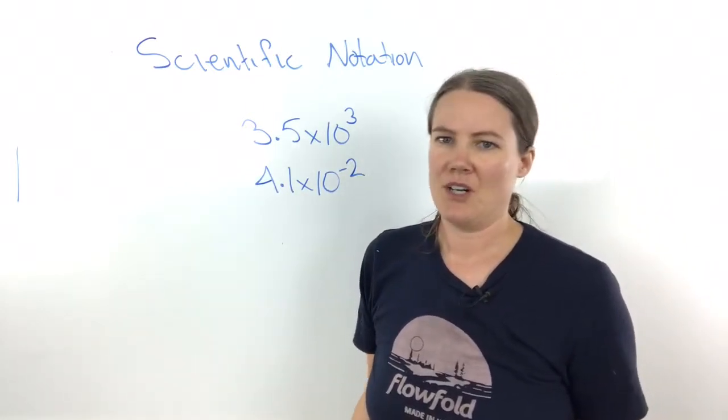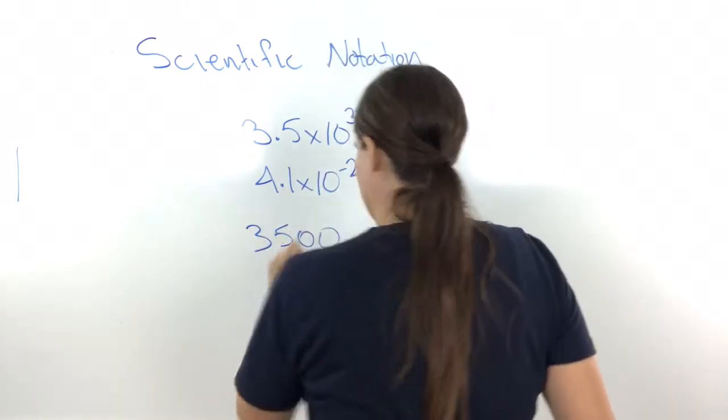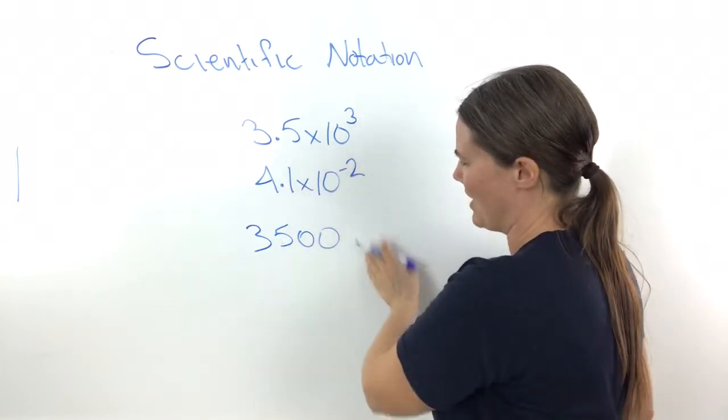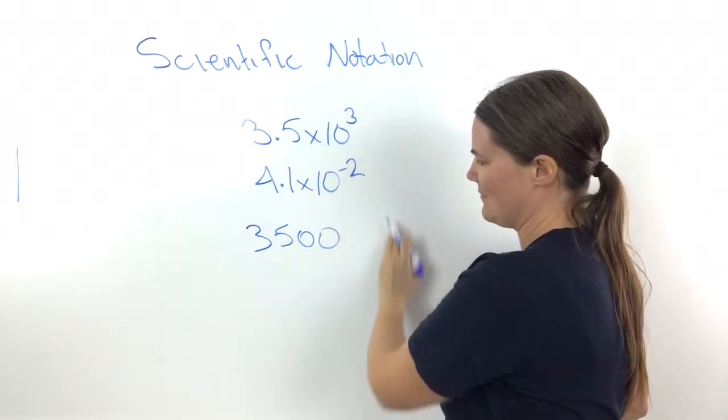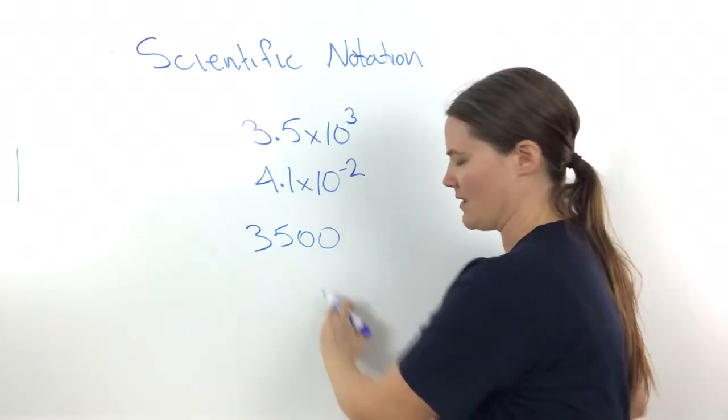So you might be wondering, well, what's the point? I mean, isn't it a lot easier just to write like 3,500? Why would we want to write numbers like this when it's a lot easier just to write numbers how we're kind of used to seeing them, like this?